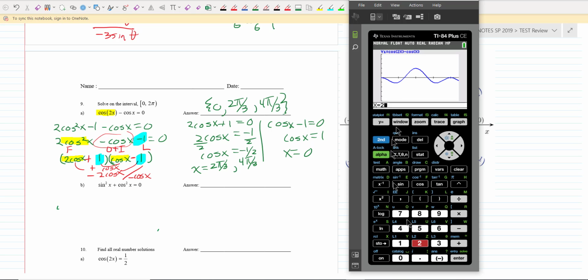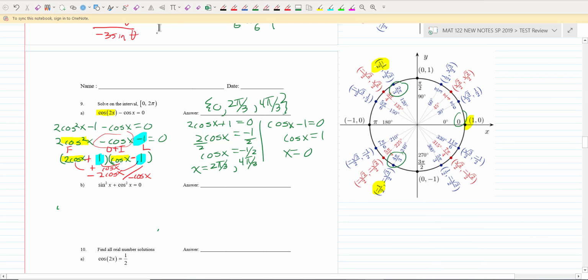Trace it at 2 pi over 3. That works. And trace at 4 pi over 3. That also works. Now 2 pi is what this one is. So if you trace at 2 pi, well, that's too big anyway, because remember, we were solving on the open interval at 2 pi, so 2 pi doesn't count. So that's the idea. All right, next problem.